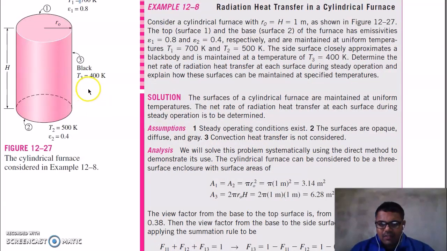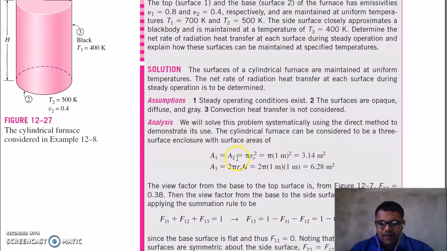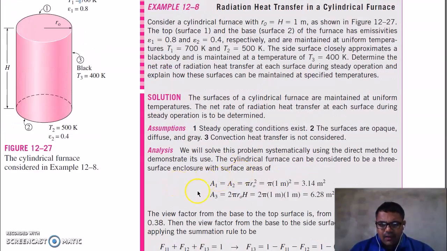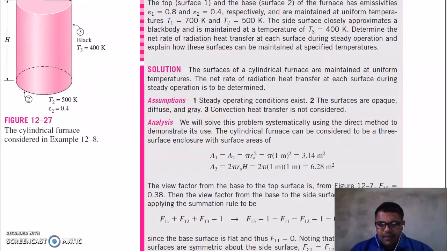Now we will solve this problem systematically using the direct method to demonstrate its use. The cylindrical furnace can be considered to be a 3 surface enclosure with surface areas A1, A2, and A3. You can find these surface areas: A1 is equal to A2 is equal to this, and this is the side surface area, which is 2 pi R L. In this case it is 6.28 meter square.